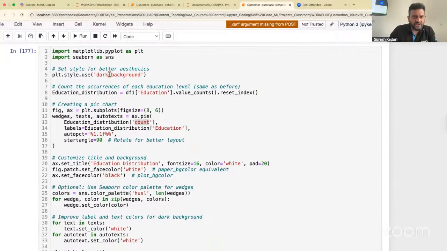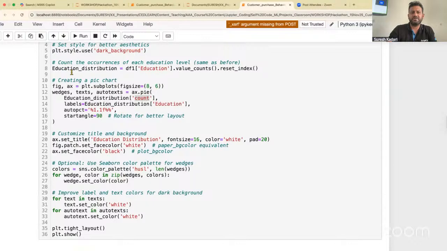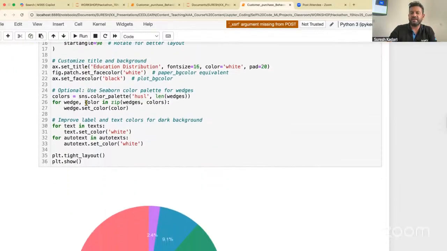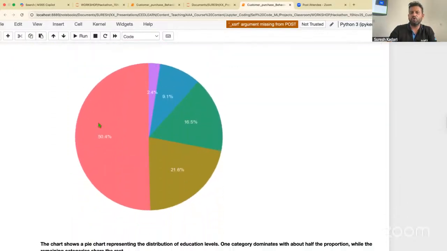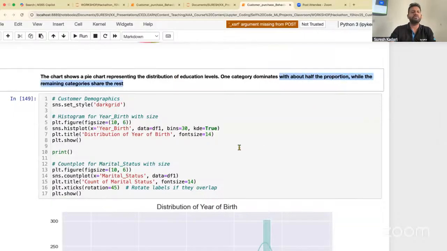Before going for solutions, I will draw my customer distribution. I'm using Seaborn and Matplotlib here. Education level I am doing. There are more educated people. The chart shows the distribution of education level: one category dominates half the population while the remaining are smaller. So that population will be my key population, the educated degree holders.